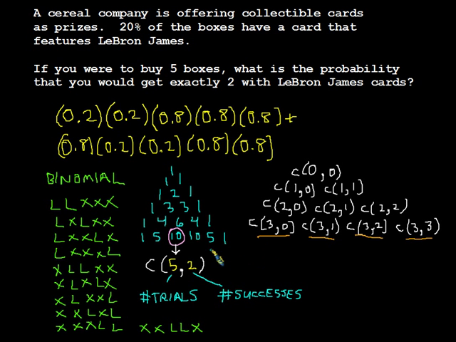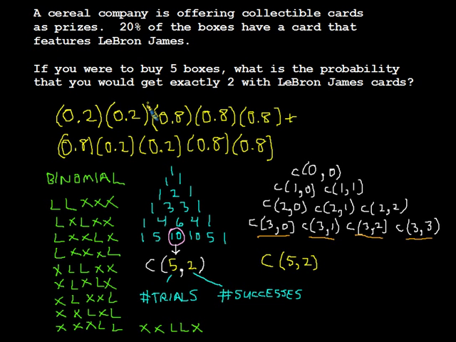I'm going to take this information and put it together, and we're going to say that what we can say at this point is if we have C of 5, comma 2, that's the total number of ways that these can be arranged.